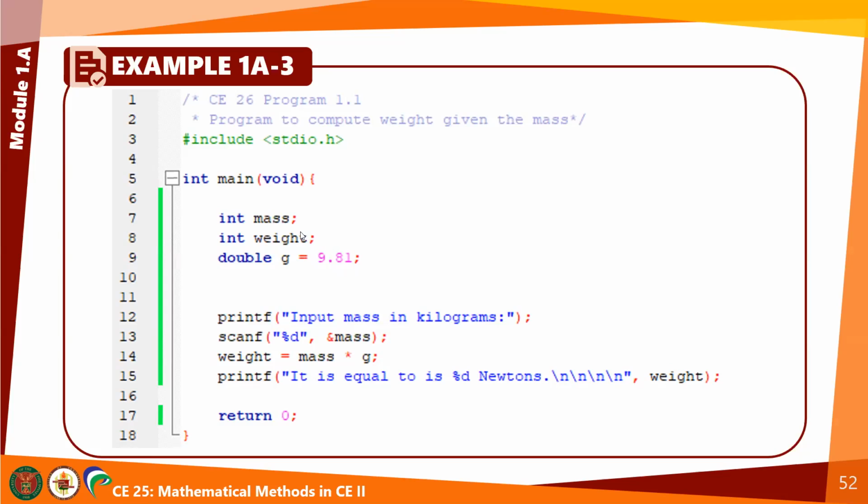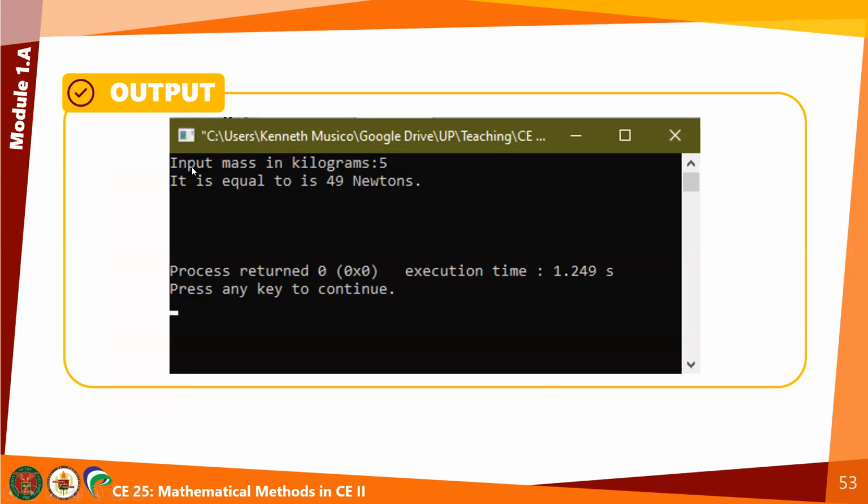Hindi dapat naka-int yung mass and weight. Because these are values that shouldn't be int. They have decimal places. Remember that you just use int when you're counting, tama? Pero these values shouldn't be int. So of course, if you put mass times g, so ano ba yung mass niya? So here, balik tayo dun sa output ng program. So input mass in kilograms, 5.